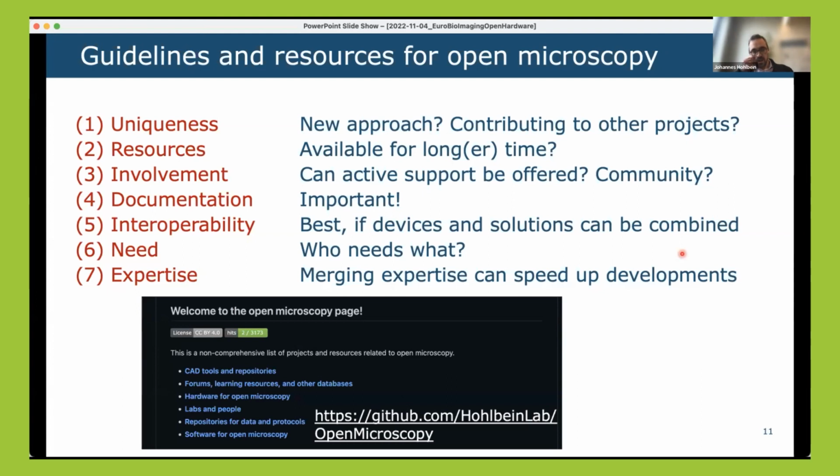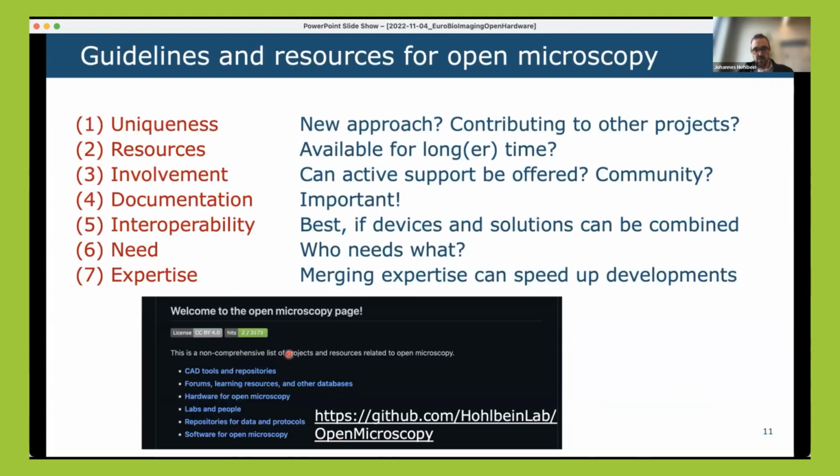Something I would like to draw your attention to: with all the authors, we came up with a repository on open microscopy. It's a GitHub page where you can find long lists of open microscopy projects and people involved. So please have a look there. If you think you're missing a project, or if you would like to have your project on that list, then please send us an email or just make a pull request on GitHub to get added.